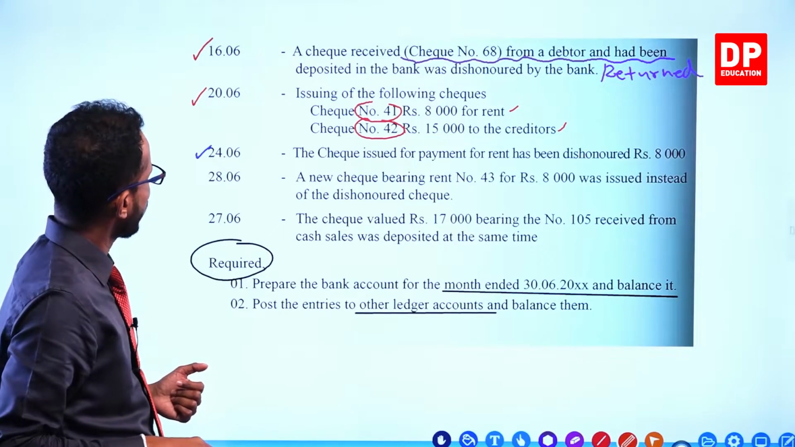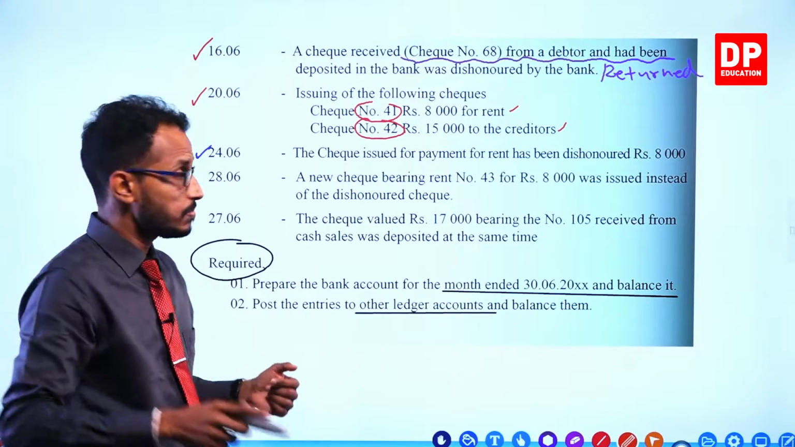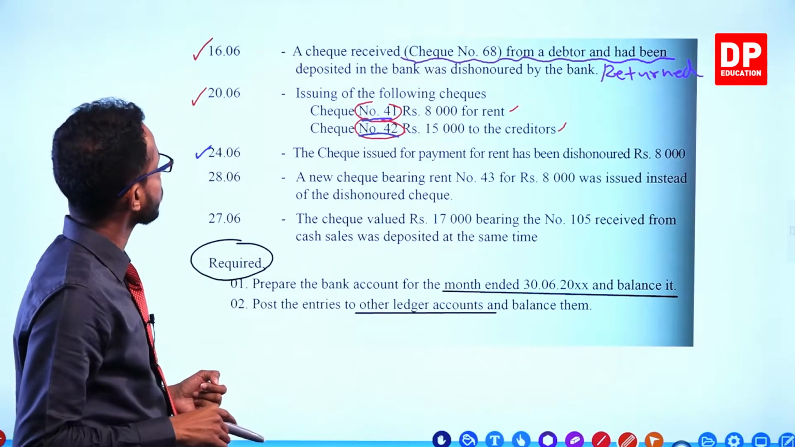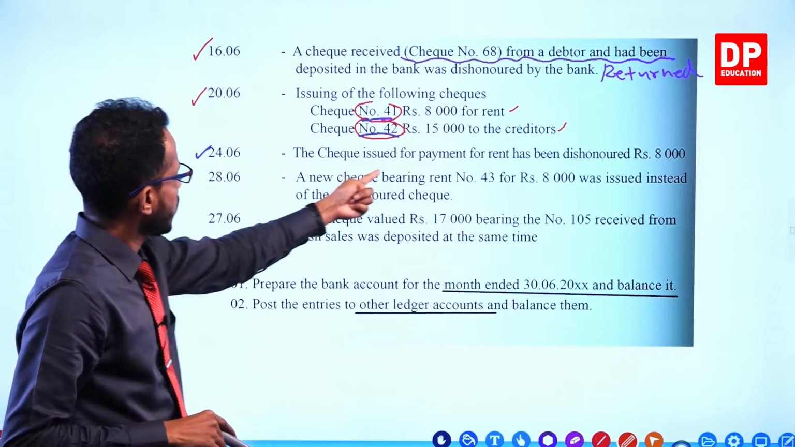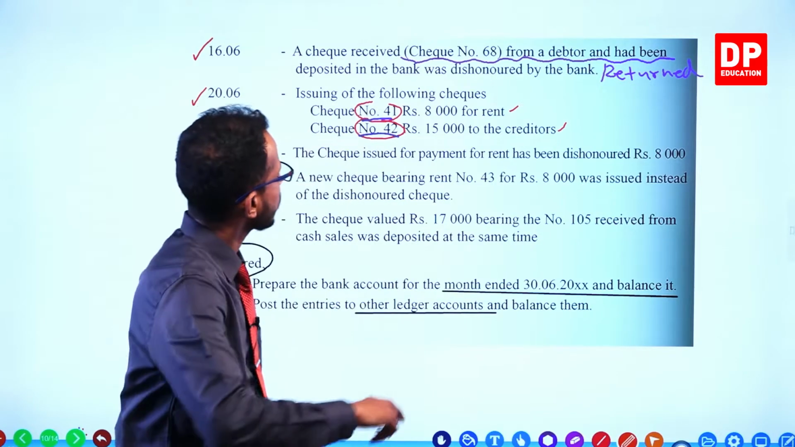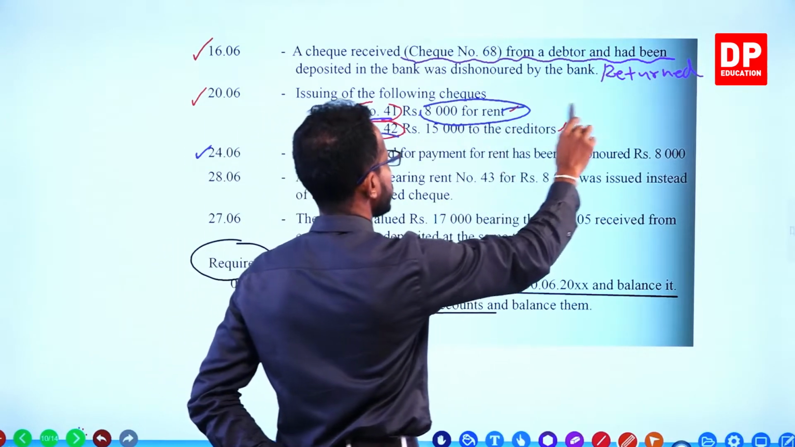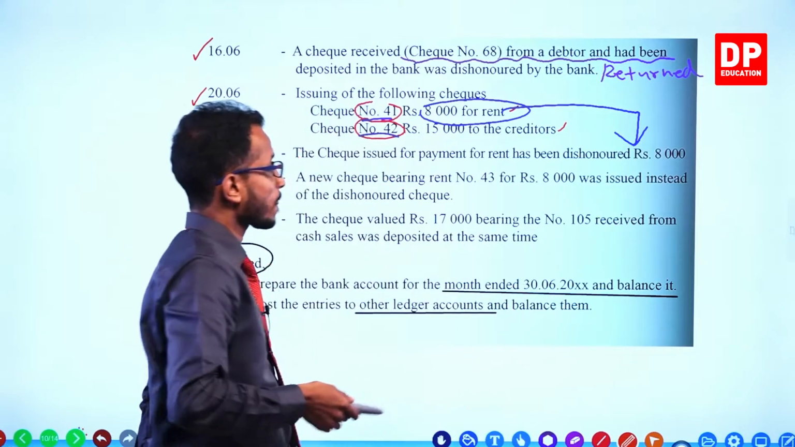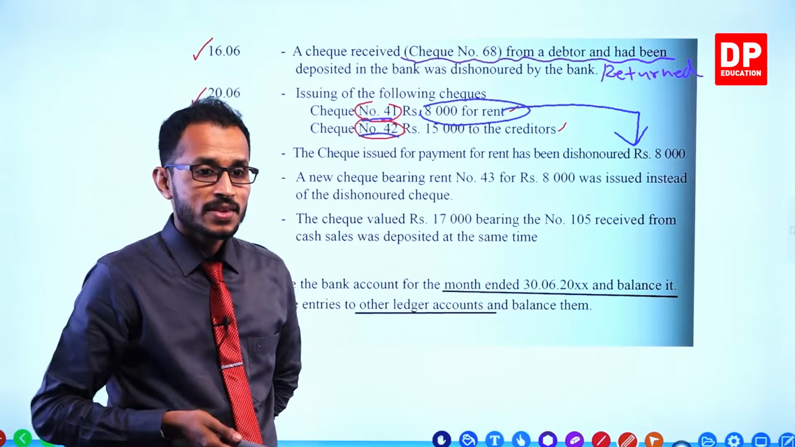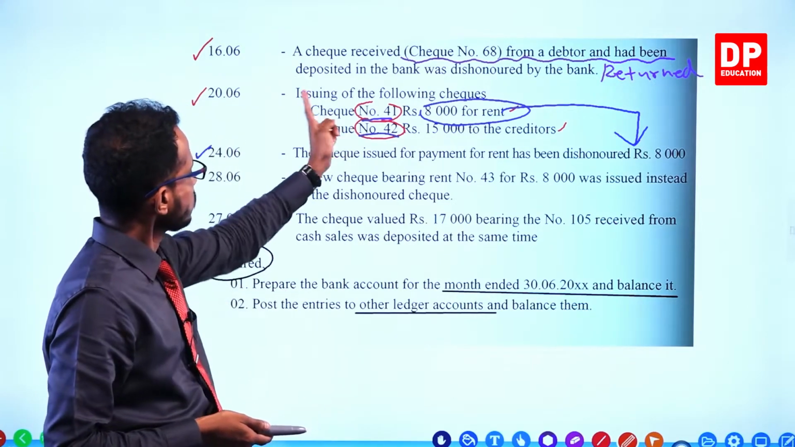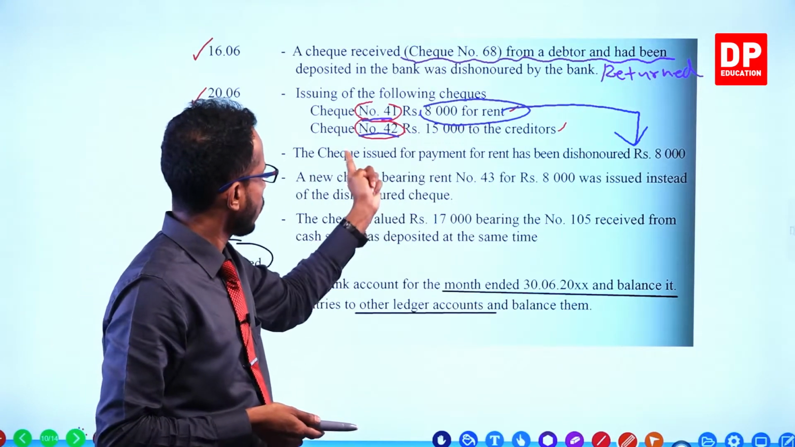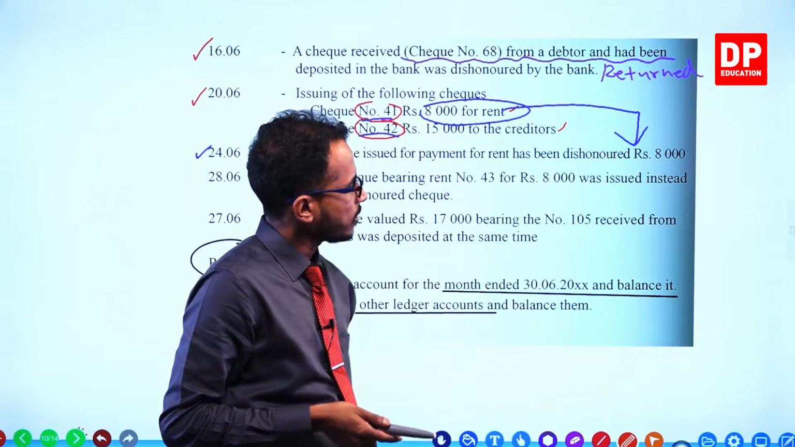Rent and creditors. Okay. Mention the check numbers. I didn't mention the check numbers in the bank book. The check issued for payment of rent had been dishonored. This check has been dishonored. That is a problem, isn't it? Yeah, a check is dishonored. This check, 8,000, issued for paying of rent has been dishonored.